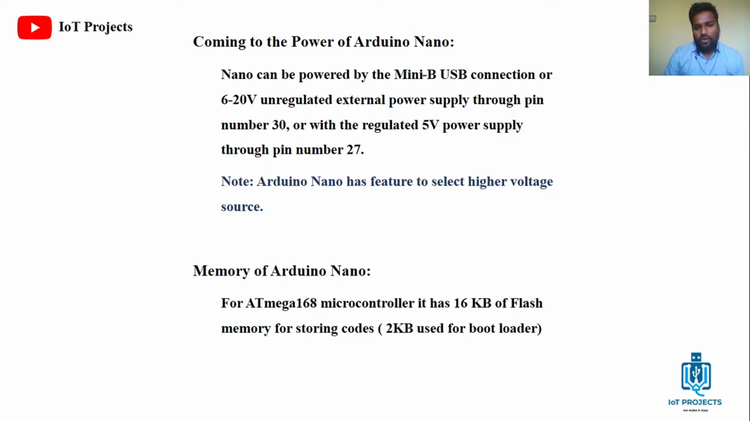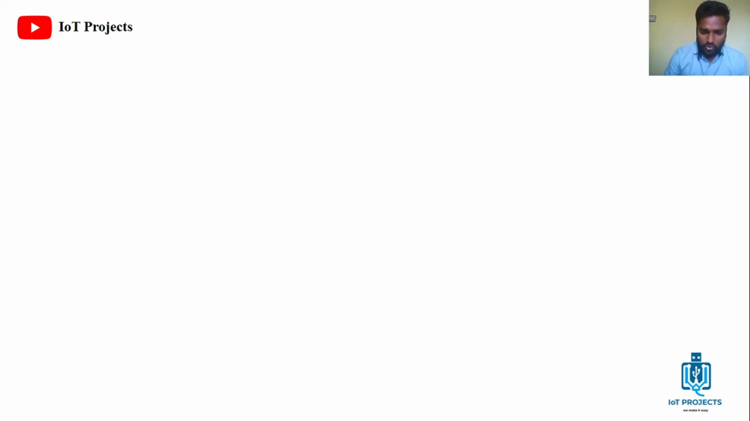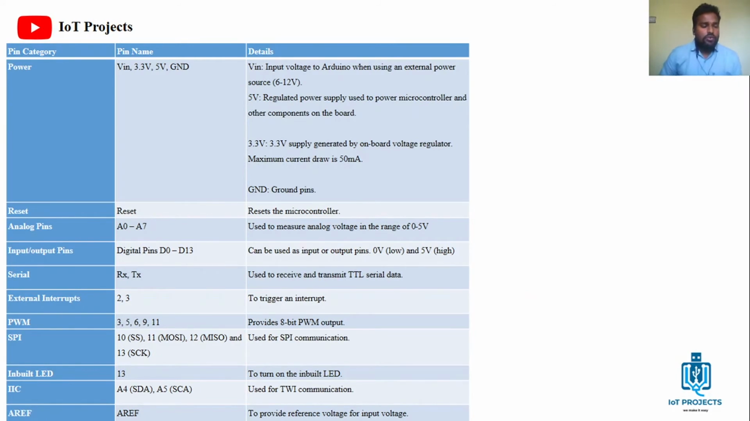So, memory of Arduino: if we are using the Atmega 168 microcontroller, it has 16 KB of flash memory, and if we are using the Atmega 328, it has 32 KB of flash memory, of which 2 KB is used for the bootloader. Now coming to the pin configuration of Arduino Nano. Here also it's similar to Arduino Uno. The three pins, the 3.3 volt pin, 5 volt pin and Vin, are similar to Arduino Uno.